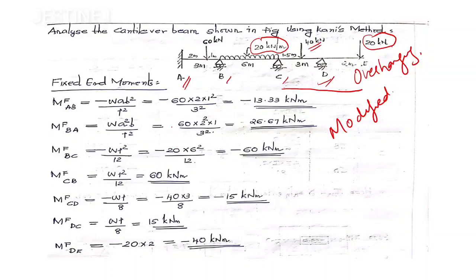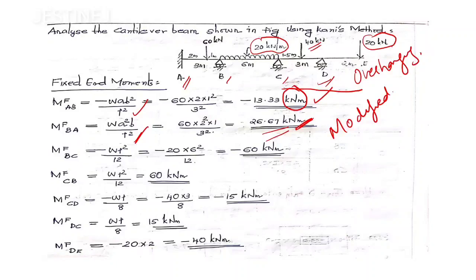You already know the general equations. In the first case, the load is not acting at the center, so you have to use this equation, that is minus W a b square by L square. If you work it out, you will get minus 13.33 kilonewton meter. The unit is very important in each case. Then MFBA is going to be positive, and this value is W a square b by L square. If you substitute, you will get 26.67 kilonewton meter.